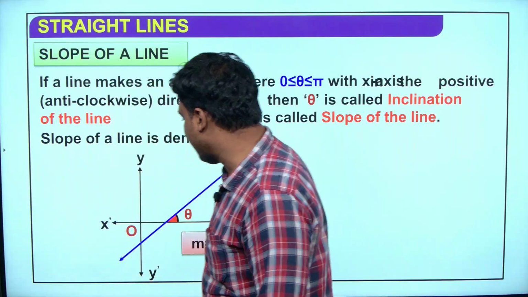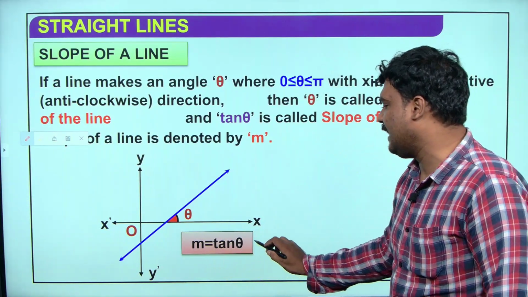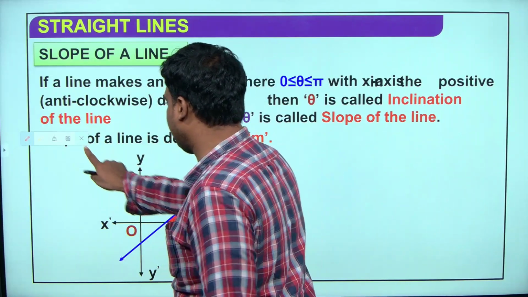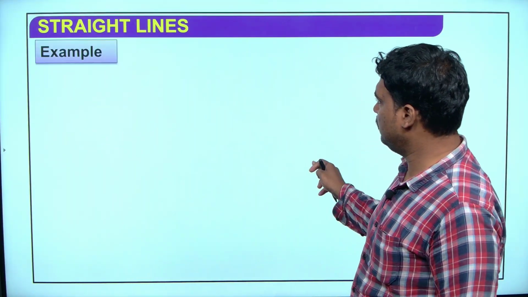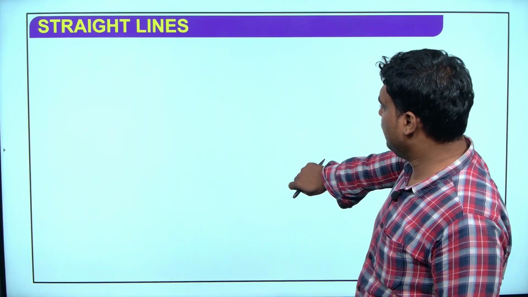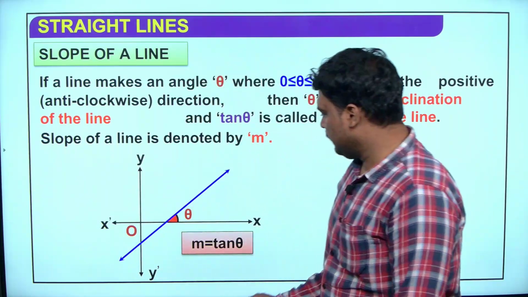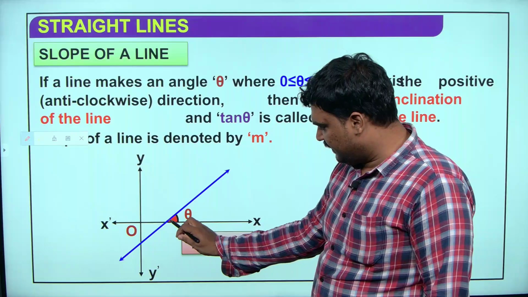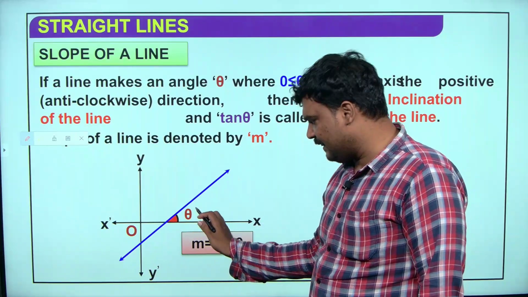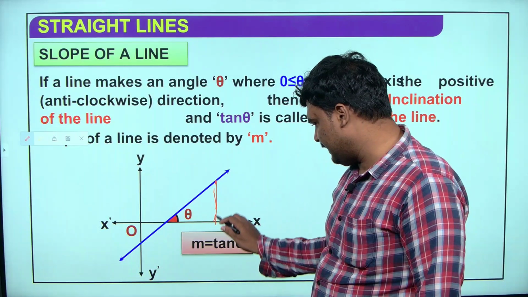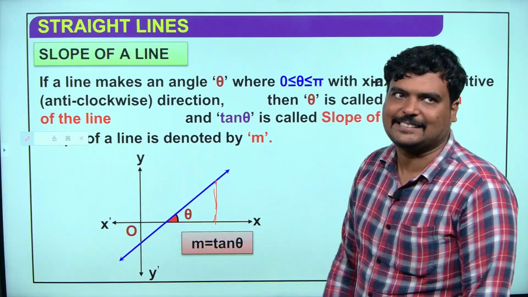Since its slope is denoted as m, we will call it m is equal to tan theta. Why this tan theta comes only now, I am going to explain. See here, this is the line and I know this is the theta. The slope is how much it is slanted to the x-axis, right?